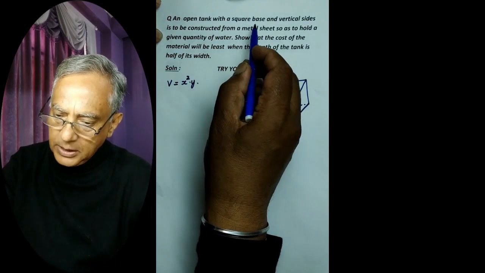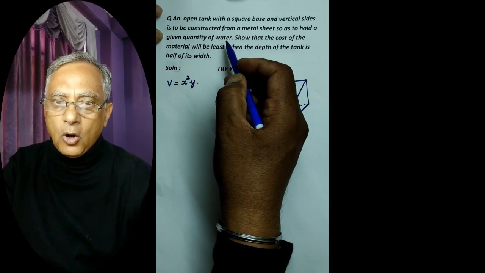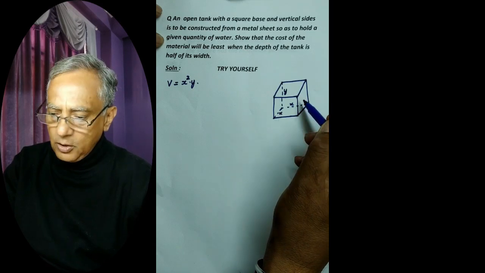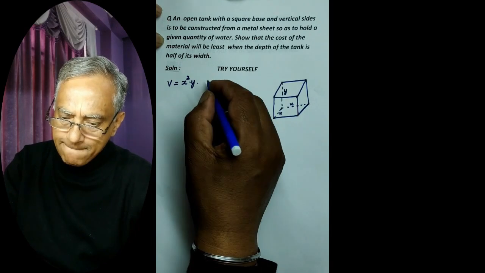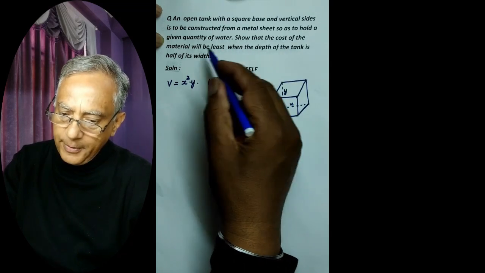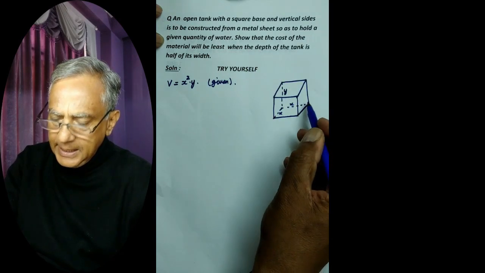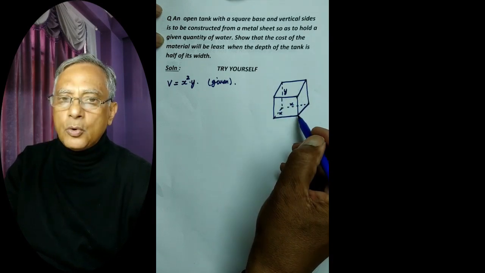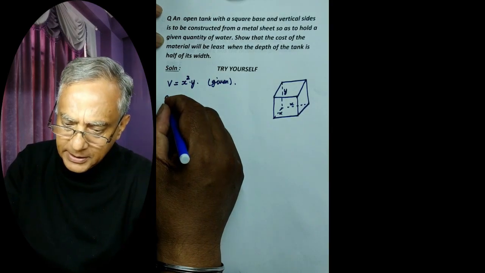How much quantity of water will this tank hold? It will hold quantity of water equal to its volume. So V is fixed. It is given. Show that the cost of the material will be least when the surface area of this tank is minimum. If minimum material is used to construct this tank, then its cost will be minimum. So we have to minimize the surface area.